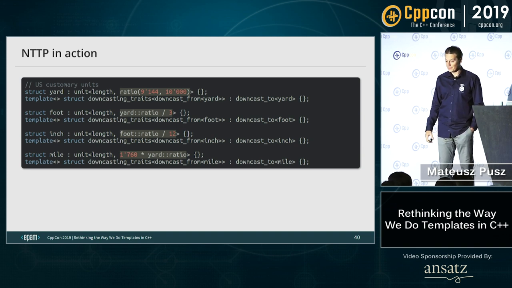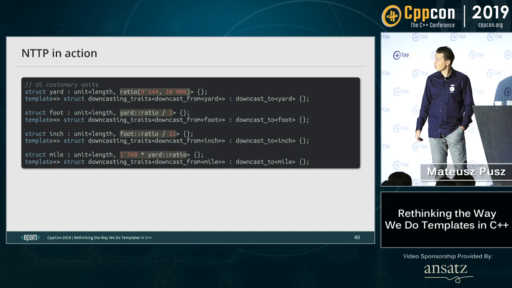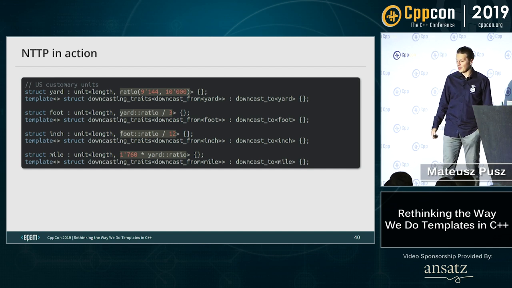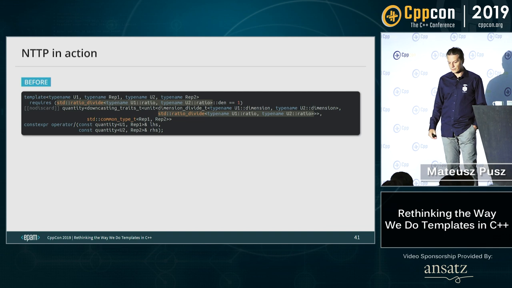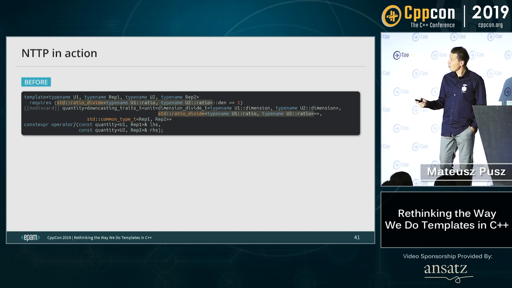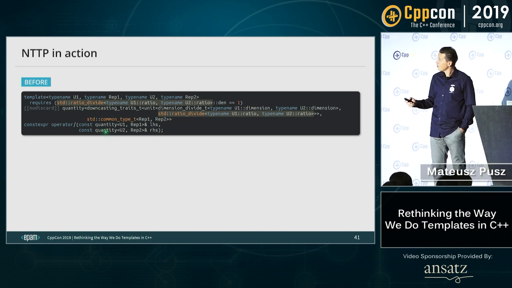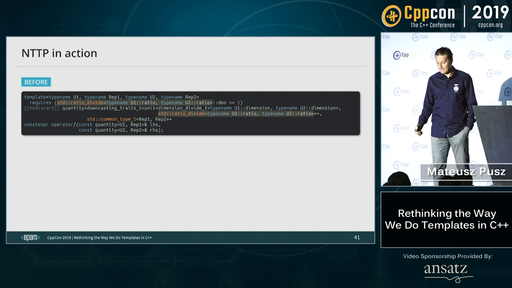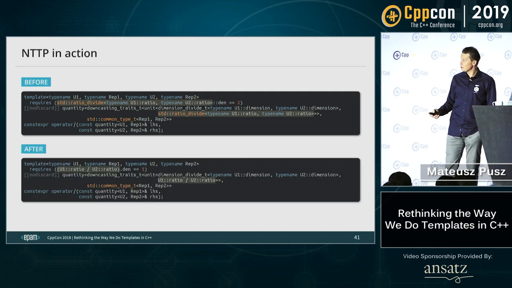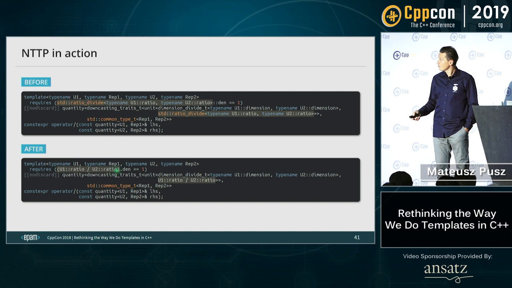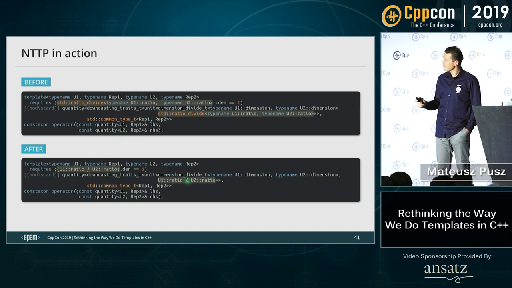It's really convenient, and I think this is really a huge gain for template metaprogramming. So before, my division operator was looking like this, and actually it's looking like this on the mainline because I still didn't merge my NTTP branch. And with this support, it can look like this one. It's shorter, easier to analyze, and easier to implement.